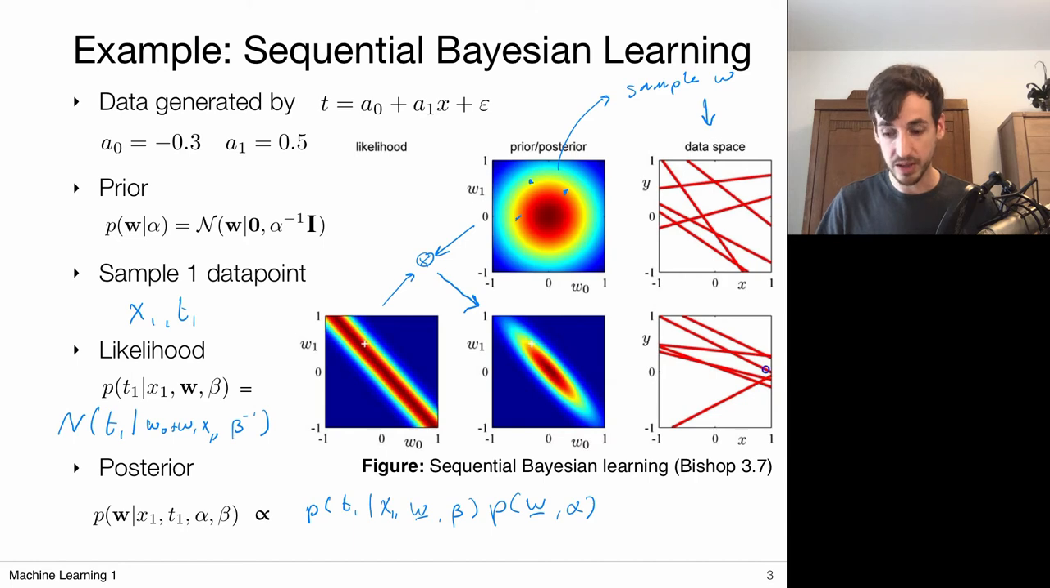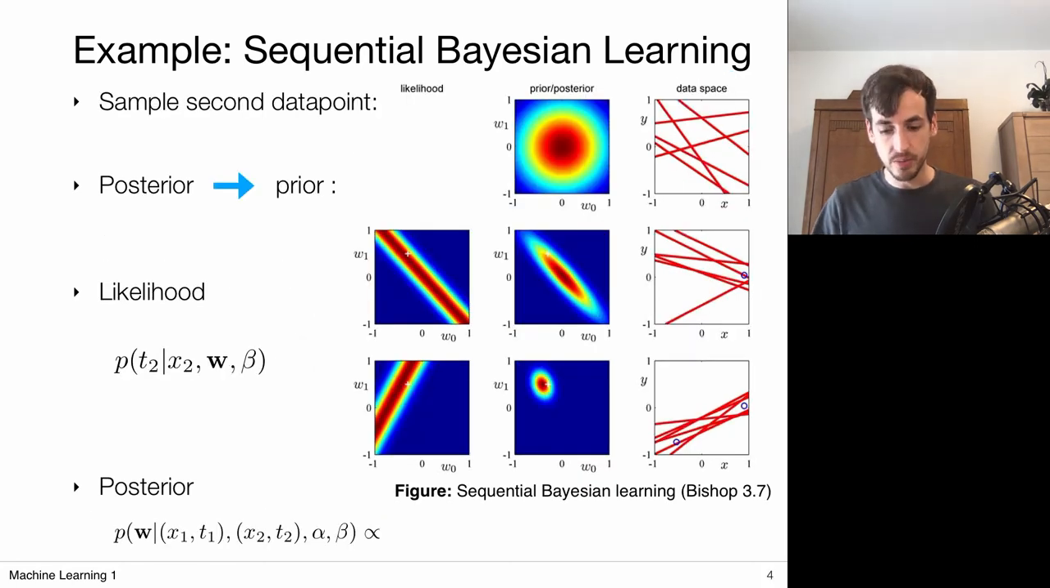Now to visualize this, we can again sample points from this distribution according to this probability. And that gives me these solutions. And we see that each set of W gives me a line which tends to agree at least on this data point. And that's also the only information that we have. So that's a nice result. And now we continue observing data points.